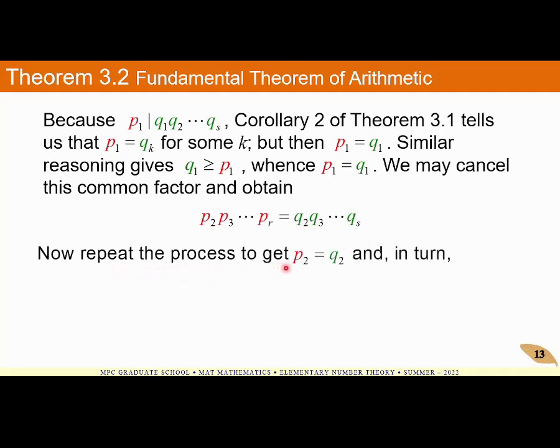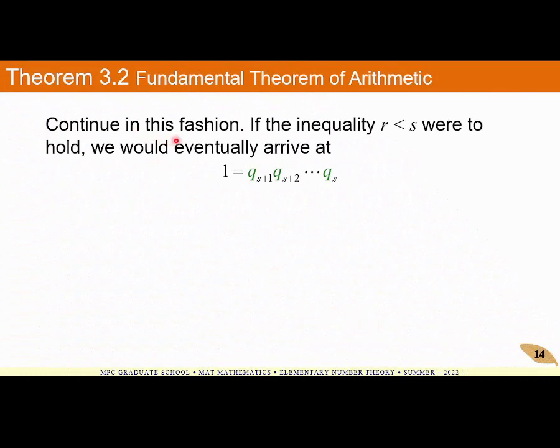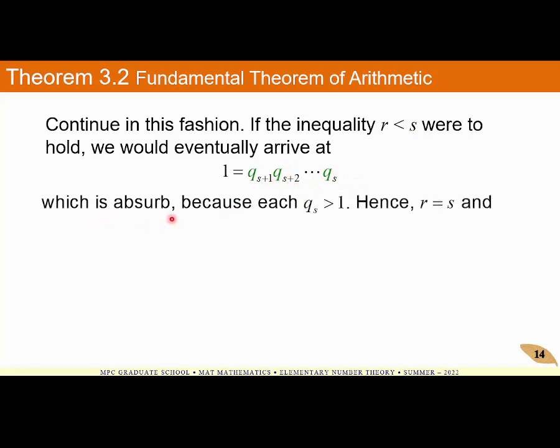Now, repeat the process to get p sub 2 equals q sub 2. And in turn, p sub 3 times p sub 4 up to p sub r equals q sub 3 times q sub 4 up to q sub s. Continue in this fashion. If the inequality r less than s were to hold, we would eventually arrive at 1 equals q sub r plus 1 times q sub r plus 2 up to q sub s, which is absurd because each q sub i is greater than 1.